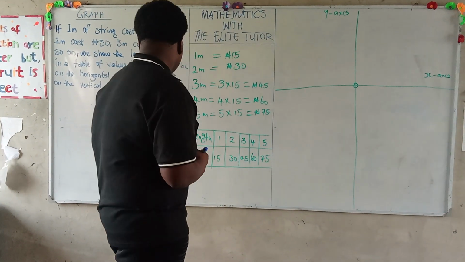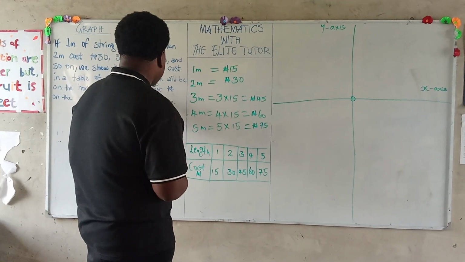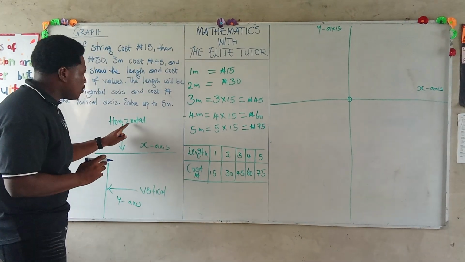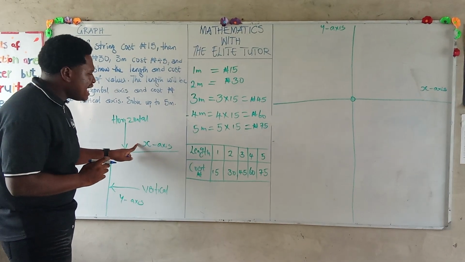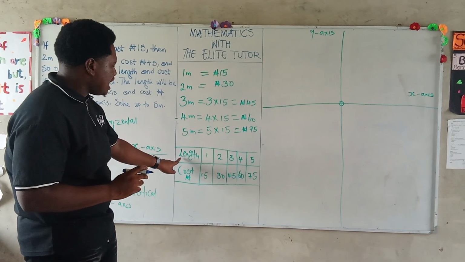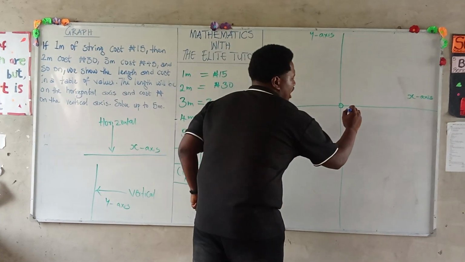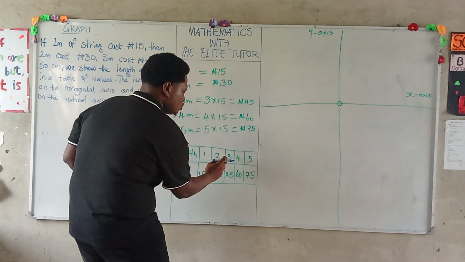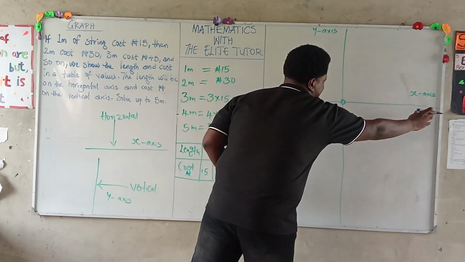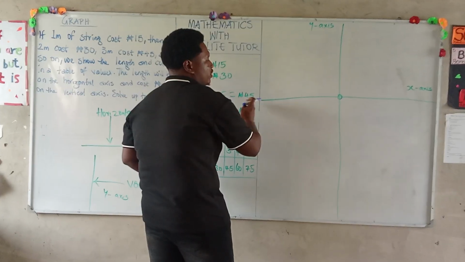Now we have that. Don't forget, the question said the length will be on the horizontal axis. These are lengths, and we've been able to understand that our horizontal axis is our x-axis, and the length should be on the x-axis. So that means we have 1, 2, 3, 4, 5 here, positive, and then we have negative 1, 2, 3, 4, 5.